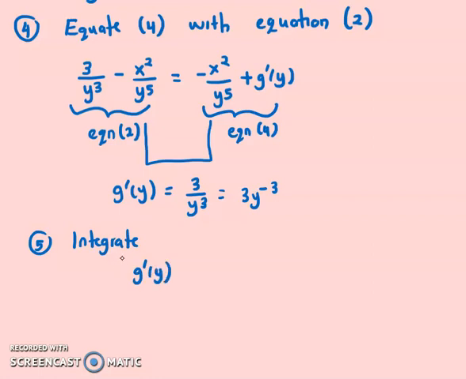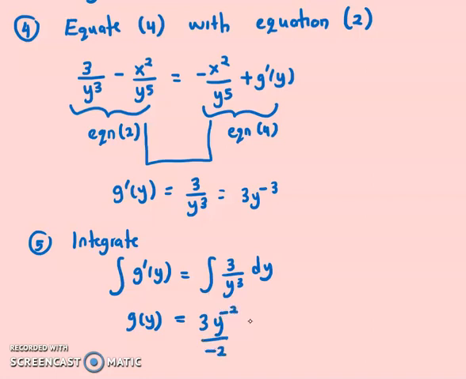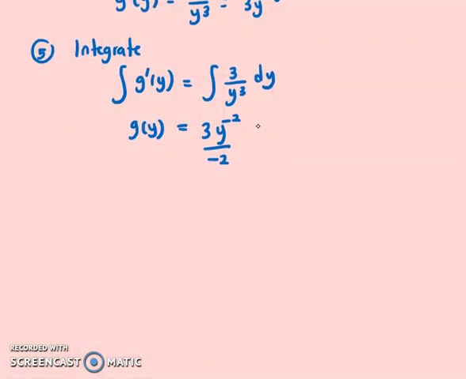Now step number 5 is to integrate g prime of y and 3 over y^3 with respect to y. Integrating g prime of y will give me g(y). Integrating this will give me 3y^-3, so I have negative 2 over negative 2. We don't have to write the constant yet at this stage. So we have g(y) equals negative 3 over 2y^2.